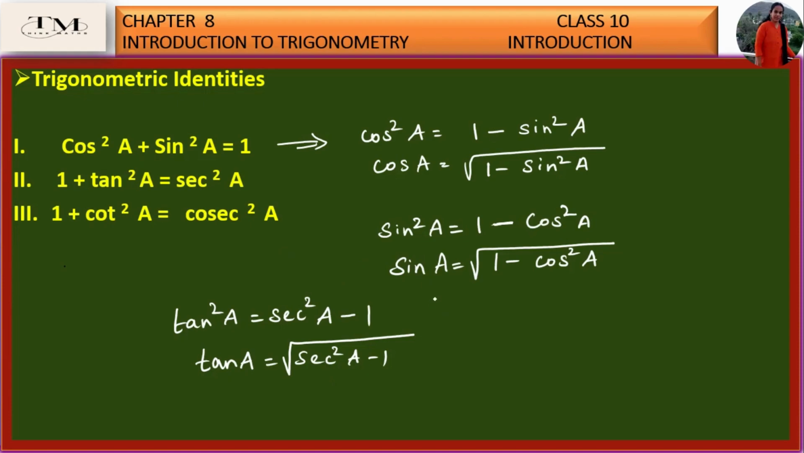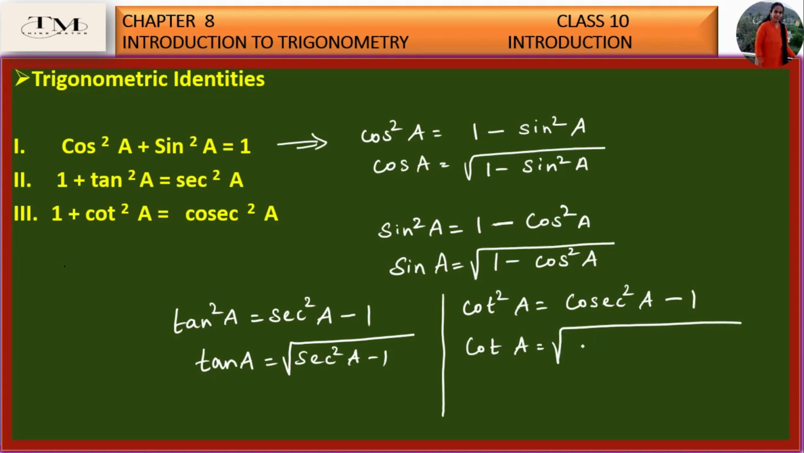In the same way, from the third one, we have cot square A. So cot square A is nothing but cosecant square A minus 1. So cot A is equal to square root of cosecant square A minus 1. So these are the identities in trigonometry. So in trigonometry, you have to learn the ratios, trigonometry table and these identities. If you are thorough with these three things, you will be mastering trigonometry.